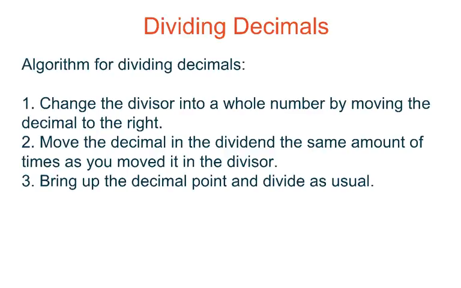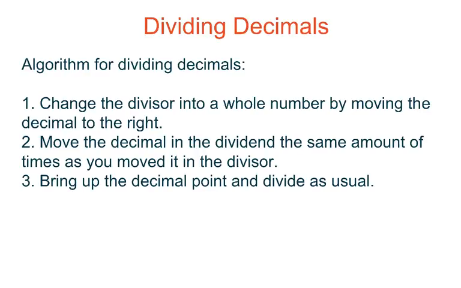This screencast is going to show you how to divide decimals. As you can see on the screen is our algorithm for dividing decimals. The first thing you're going to do is change the divisor, which is the second number in a division problem, into a whole number by moving the decimal to the right. And then you're going to move the decimal in the dividend, which is the first number in a division problem, the same amount of times as you moved it in the divisor.